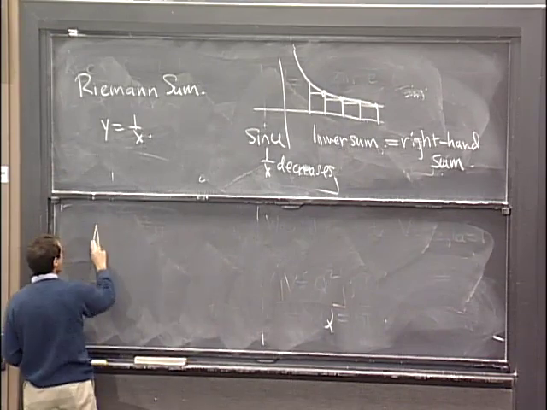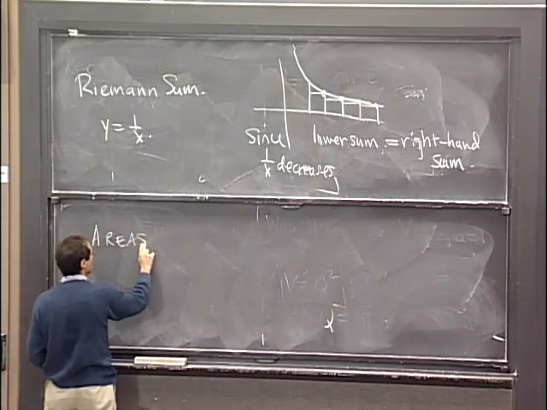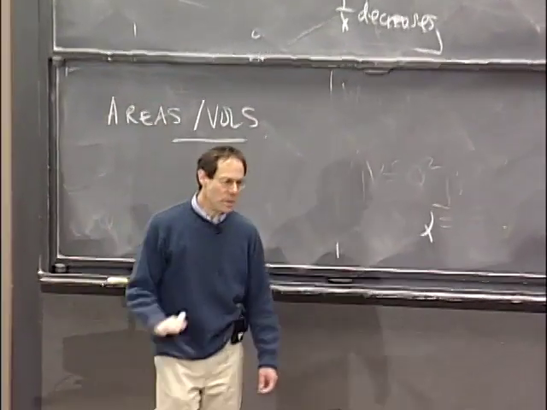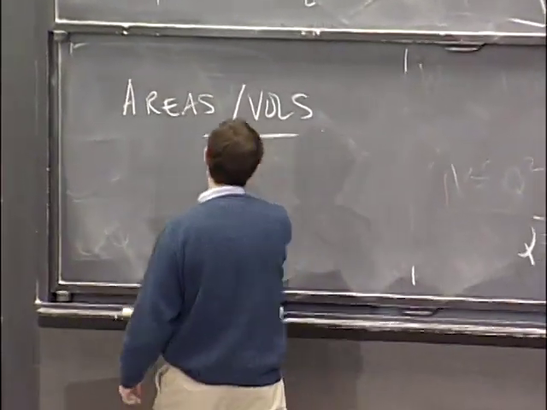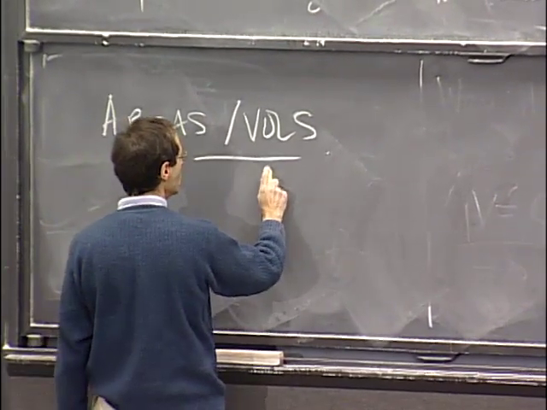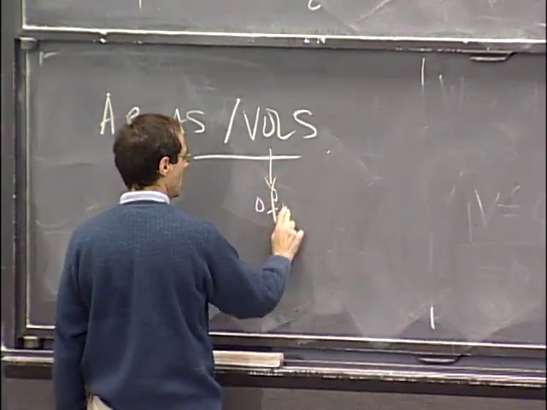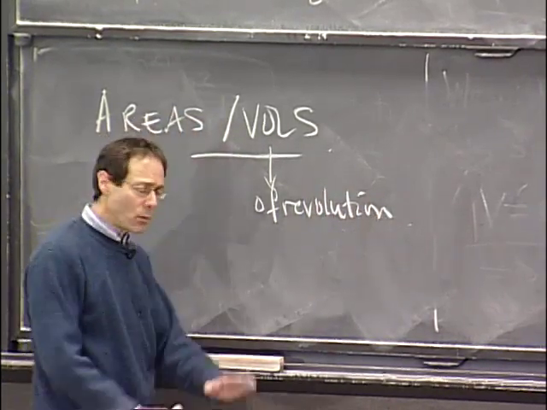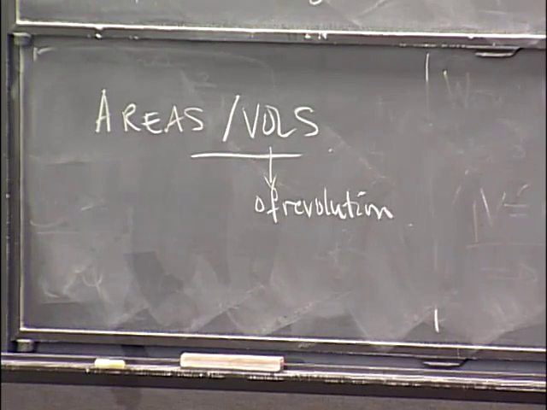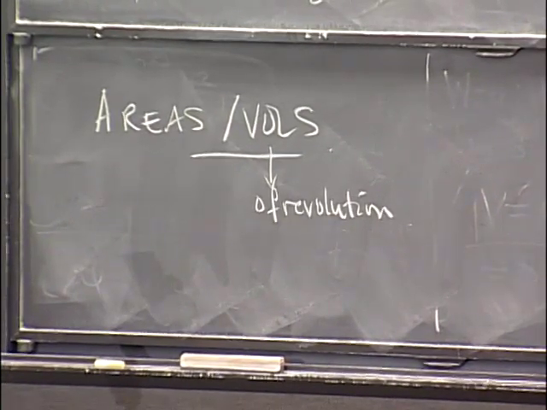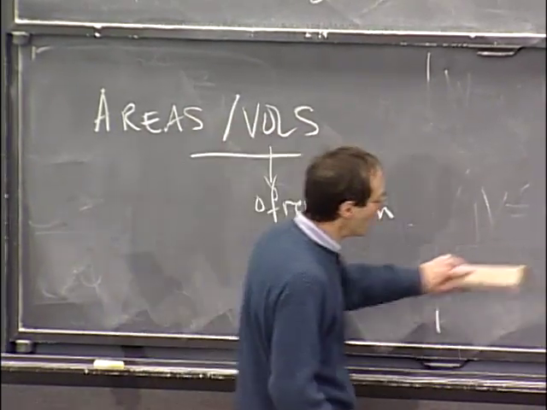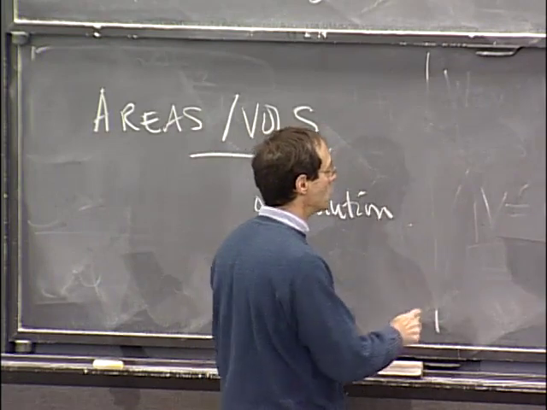So with areas and volumes, this is always true with areas, and it's true with volumes of revolution. By the way, you should read this sheet. Not everything that's on here is relevant, but you should read it because it's all relevant. So with volumes of revolution, you always work your way back to some 2D diagram.